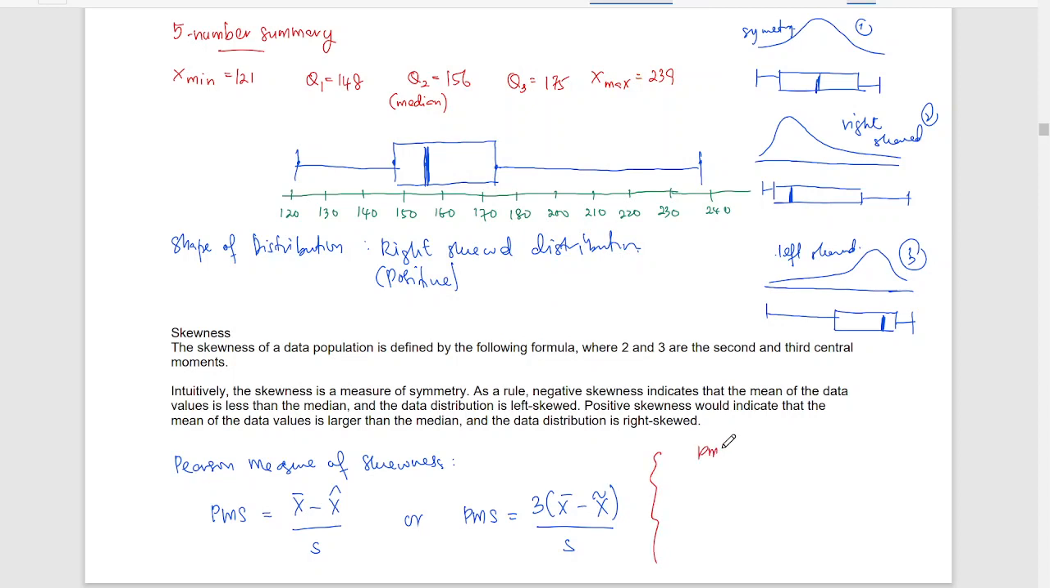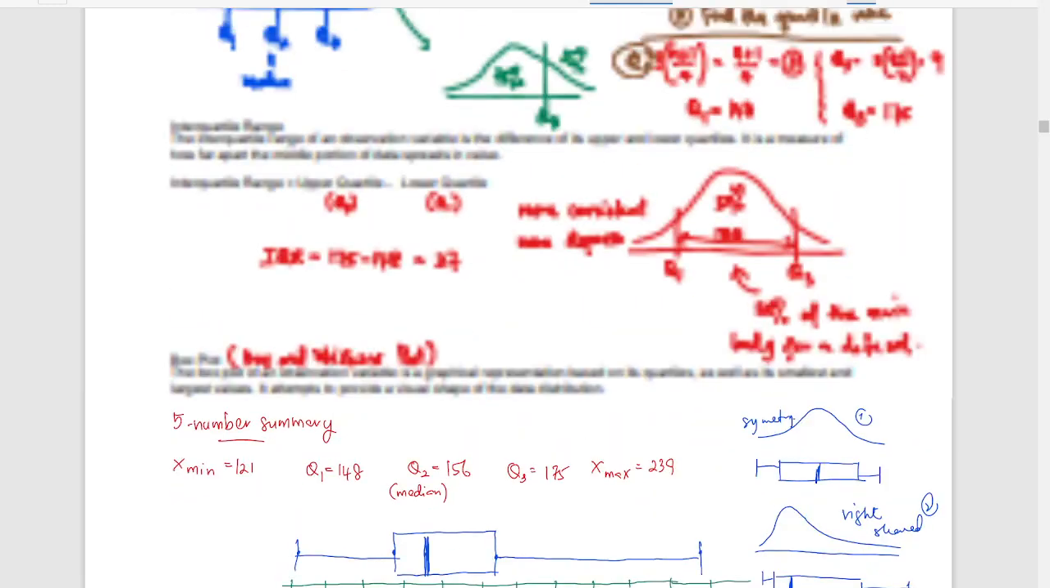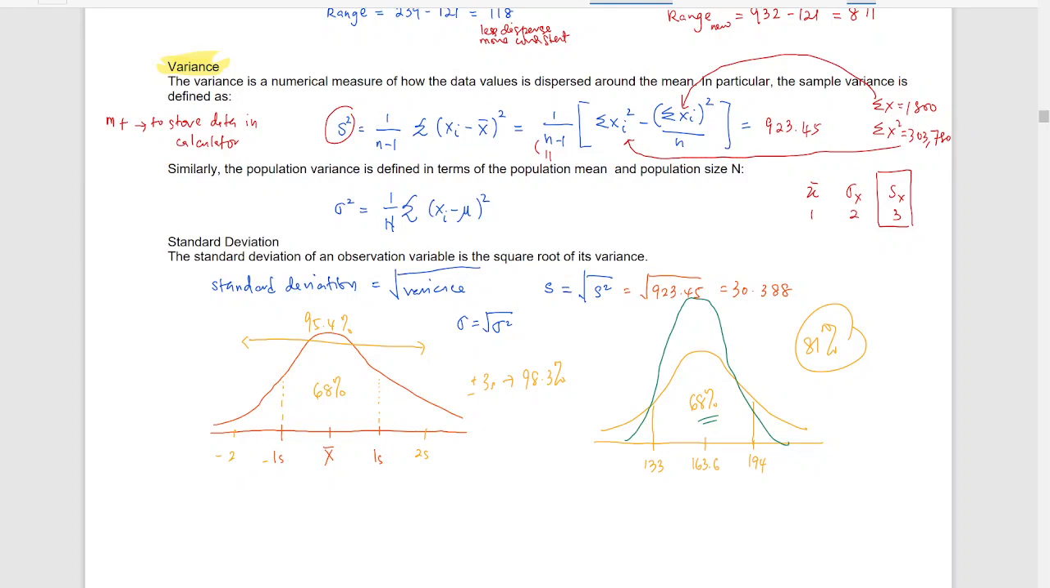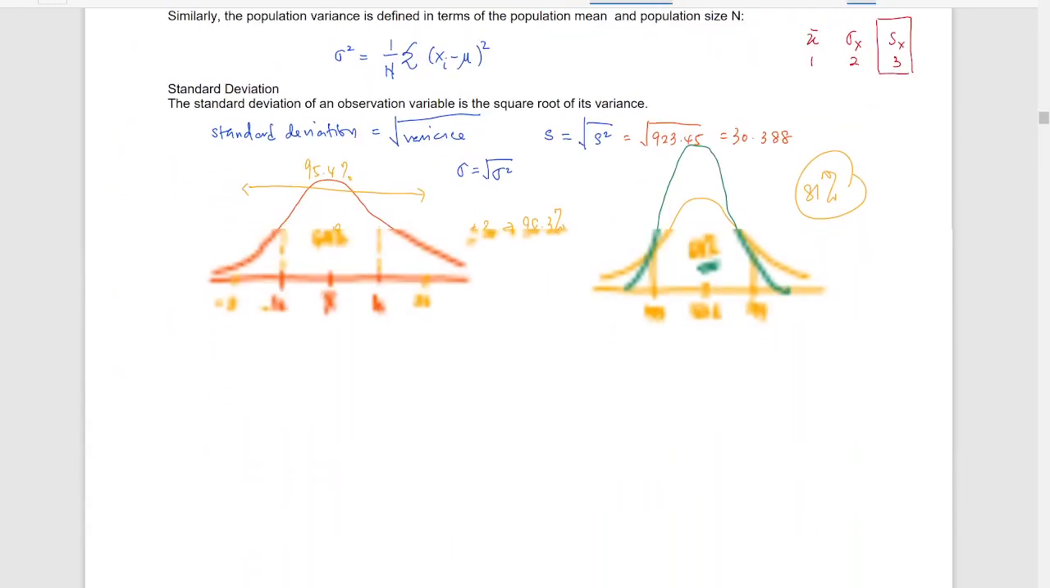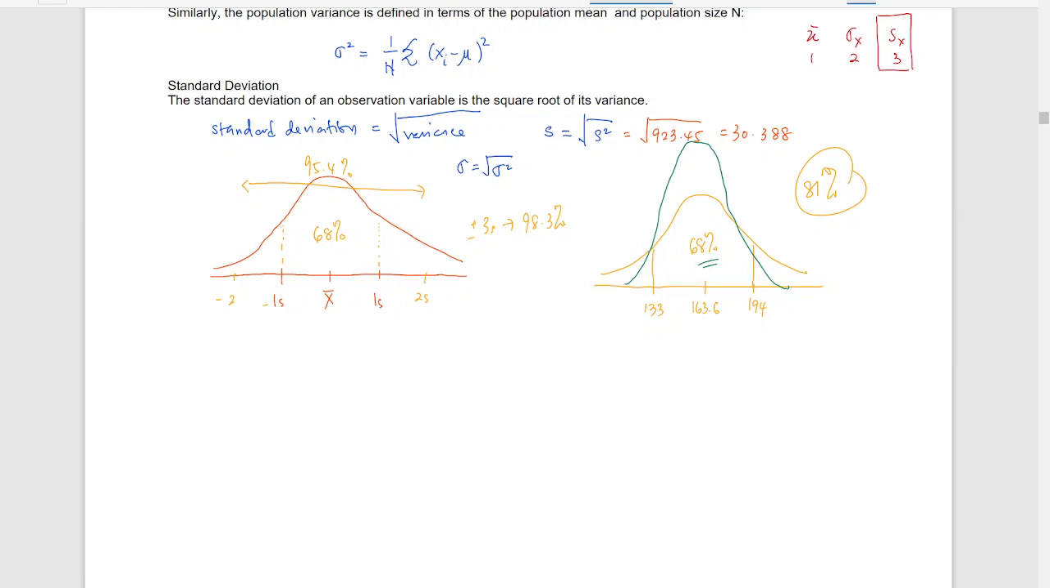So PMS is equal to 3 times mean. What is the value of mean just now? Kita ada mean tak? Kat atas kan? Nampaknya. Mana mean kita tadi? Saya kira dah mean kan? Mana mean saya? Oh ni tadi. So mean kita tadi adalah 163.6.